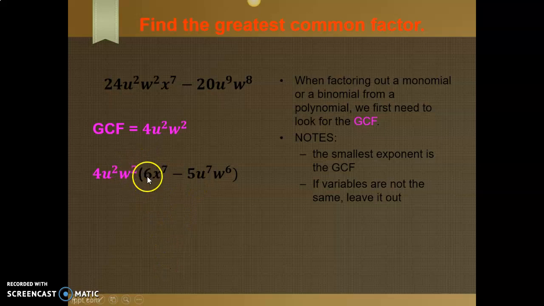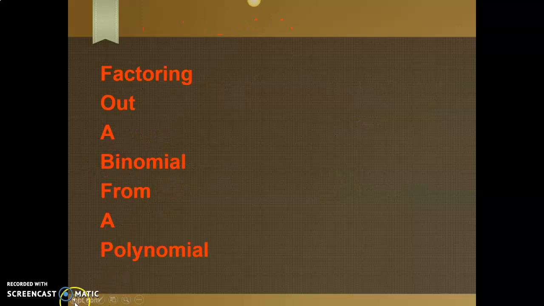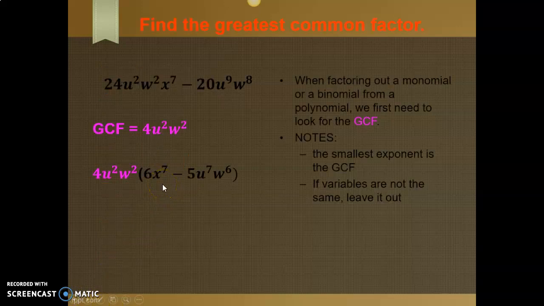Next, we need to put back parentheses so that we can use the distributive property to get our original expression back. So we have 4u squared w squared. What would we multiply that by to give us 24u squared w squared x to the 7th? So we know that 6 times 4 is 24. U squared we already have. W squared we already have. So we only need the x to the 7th, which we get here.